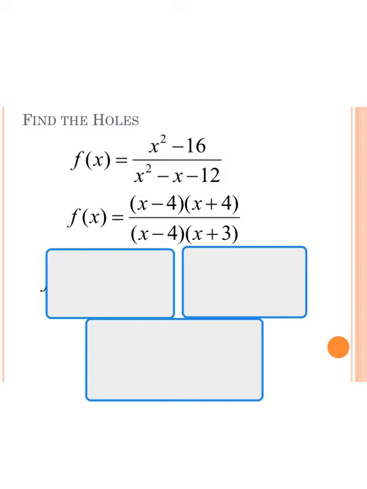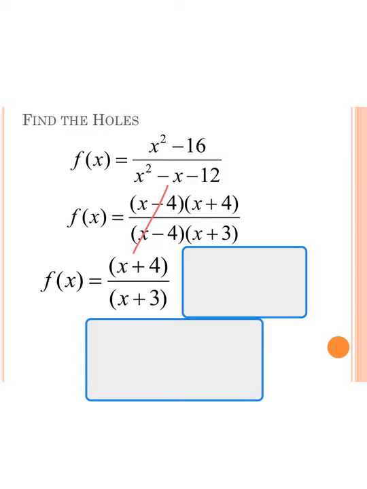I notice in my numerator I have x minus 4, and in my denominator I also have x minus 4. So I can cross cancel those, and that tells me I'm going to have a hole when x equals 4. If I cancel those out, what I'm left with for my expression is x plus 4 over x plus 3.